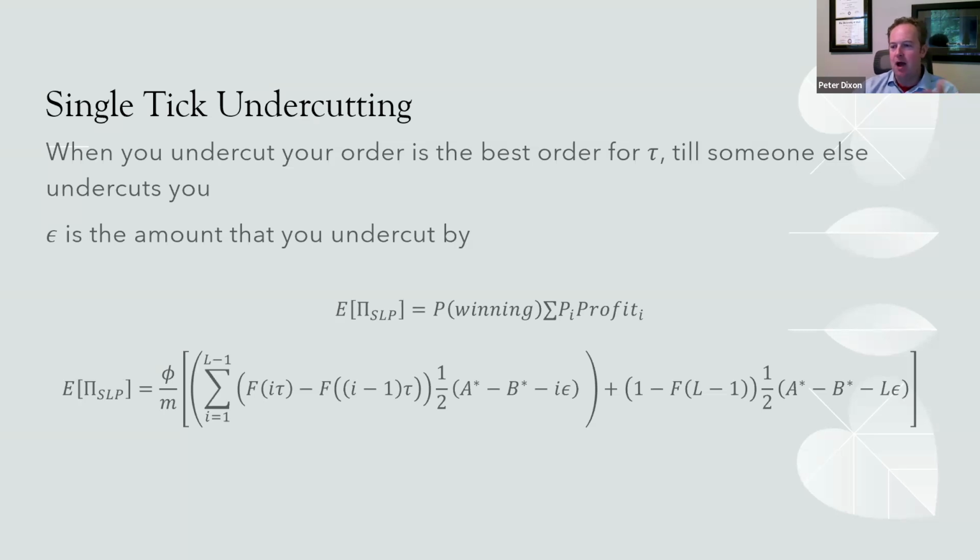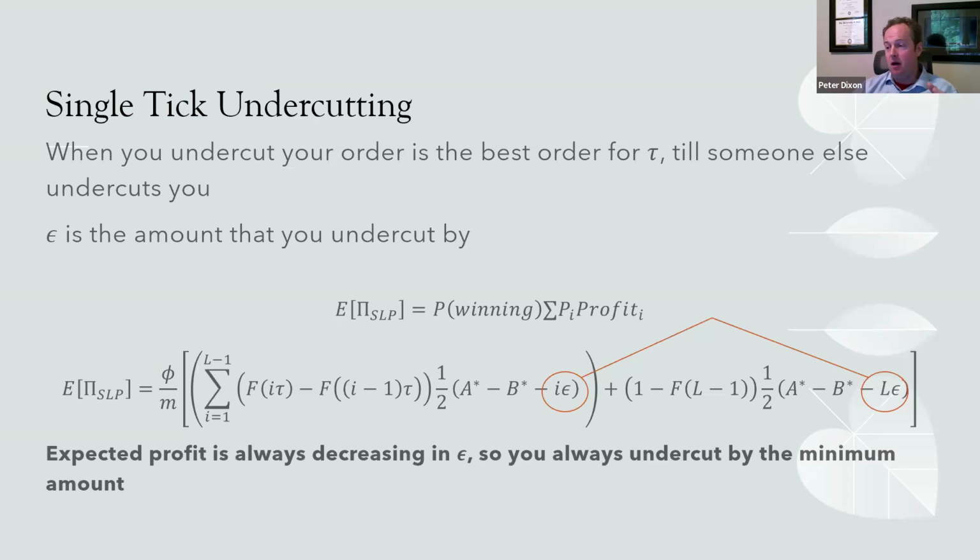It's just the probability that the trade arrives in a given window multiplied by how much you would make in that window. And then the key thing here is epsilon, which is the improvement amount. We already got a question in the chat about whether it works for tick constrained stocks, and the answer is yes, but I'll get to that quite a bit later, and I'll explain why we believe it works for tick constrained stocks. Basically, expected profit is always decreasing in epsilon, so you will always undercut by the minimum amount.